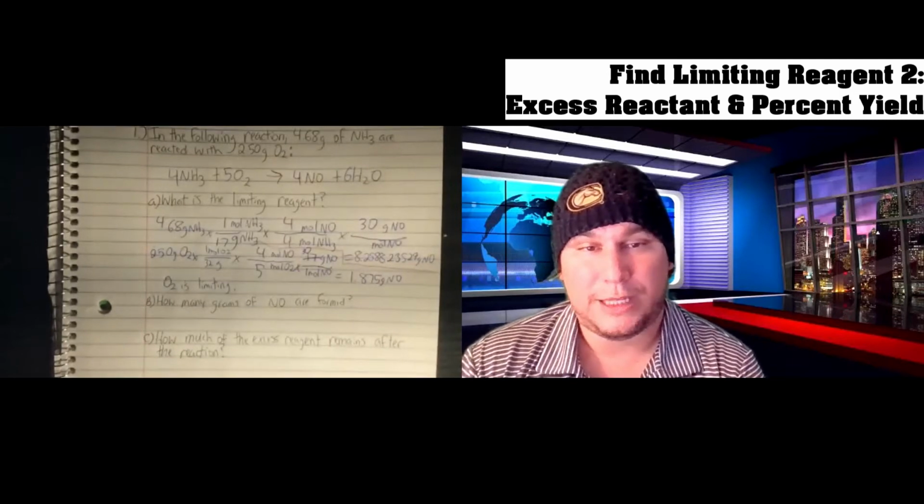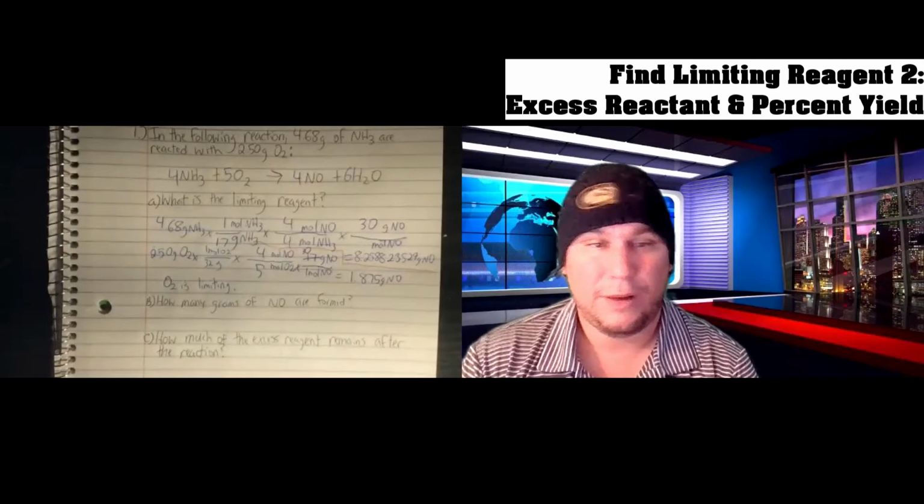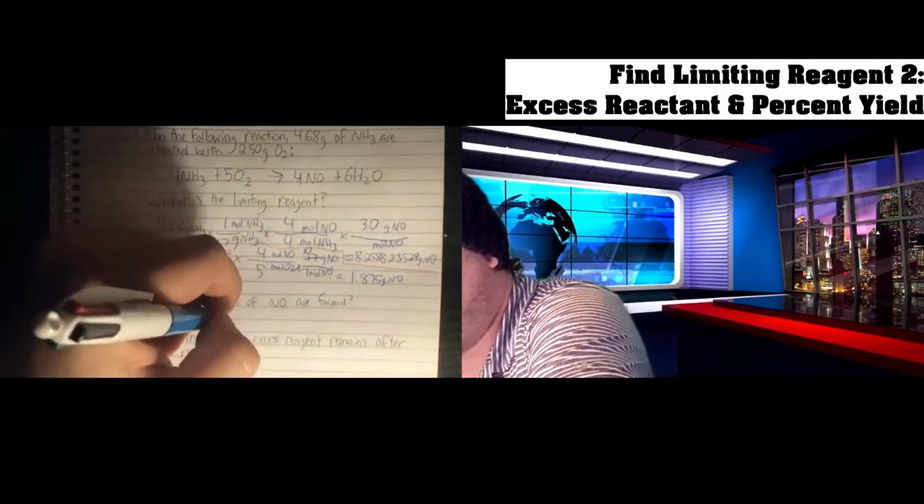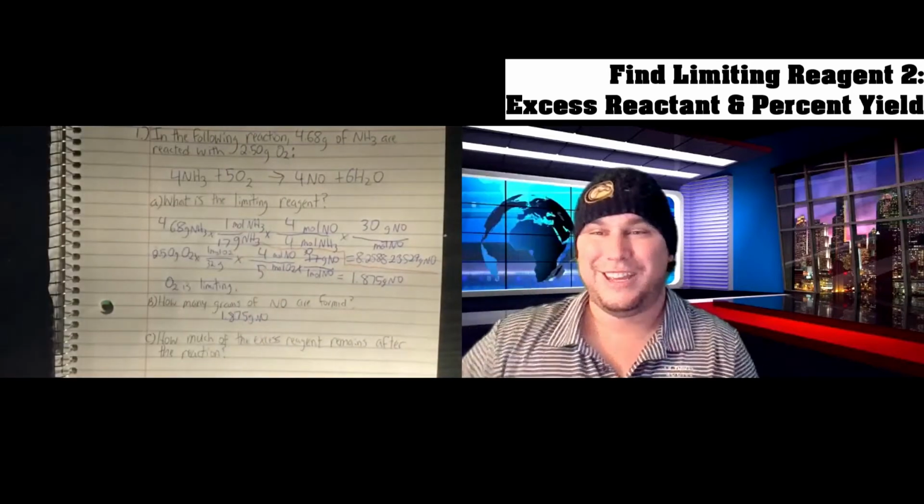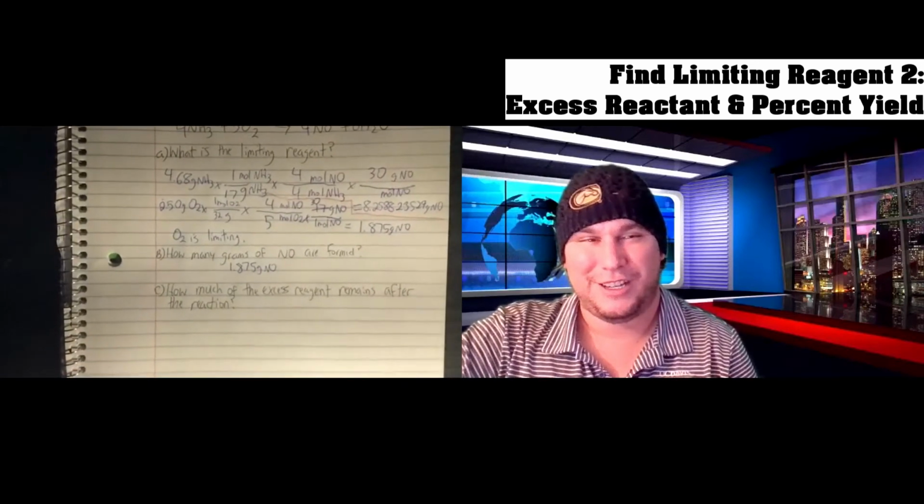So since the 1.875 came from the moles of oxygen, right? We can use those grams NO formed from that because that's the limiting reagent. So it ended up being 1.875 grams NO. Okay, you just use the grams of product formed from the limiting reagent.